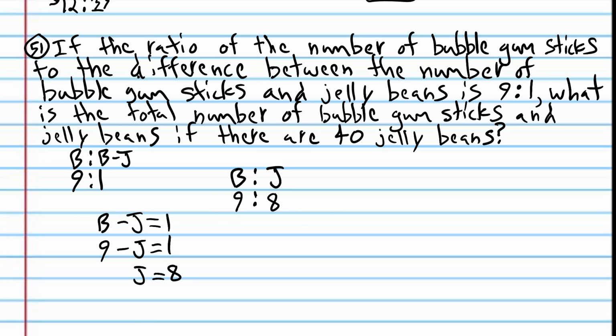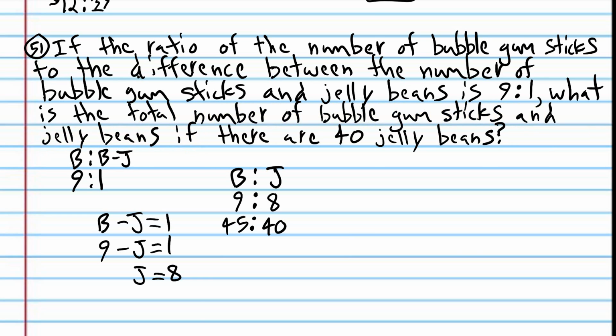But that's only the ratio in lowest terms. We're told that there are 40 jelly beans. So if there are 40 jelly beans and this ratio is maintained, how many bubblegum sticks are there? Well, you just multiply 8 times 5 to get 40. So multiply 9 by 5 and you get 45. Now we have the actual number of bubblegum sticks and the actual number of jelly beans. We add those two up because it says it wants the total number of bubblegum sticks and jelly beans.